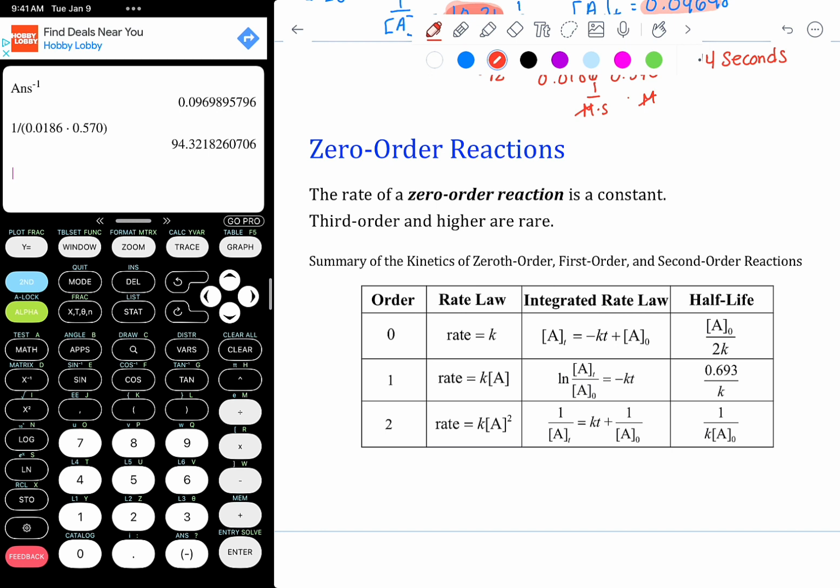So this chart here tells us our reaction order, our rate law, our integrated rate law, and our half-life. You are going to be given this on your exams. This exact table will be given to you. So just make sure you know how to use it and how to plug everything in and solve for the value that you need.